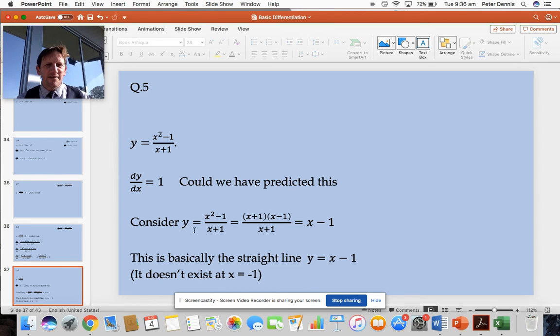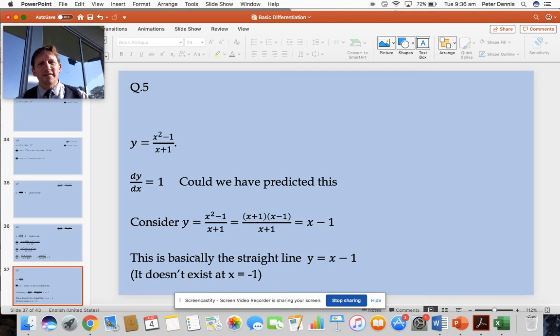Let's consider this y equals x squared minus 1 over x plus 1. We can write it like this. And then can't we just cancel this x plus 1 and x plus 1? So what we've really got is that y just equals x minus 1. This is basically a straight line. y equals x minus 1.